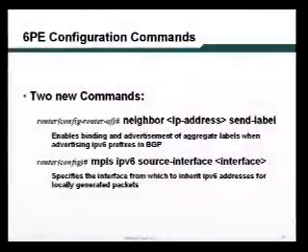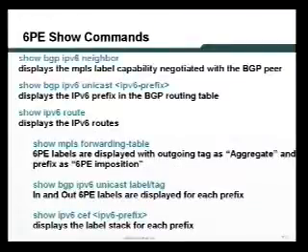There are two commands that are relevant. Neighbor send-label. This is under BGP. So you advise the BGP process to send the aggregate labels. And you have a global configuration, which is mpls ipv6 source-interface. It's explained down there. Can make sense.